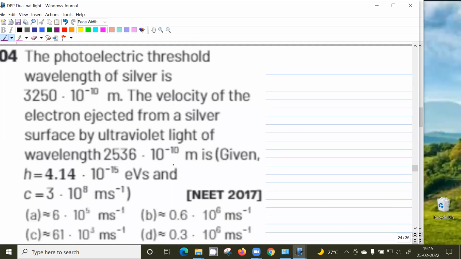This one, this is lambda naught. I think you not use it for stopping potential. You have to be careful. Lambda naught, or you can use lambda threshold. Velocity of the electron ejected from the silver surface. Okay, this is straightforward. I will use that equation only. It's a lengthy calculation. You just have to do approximate. That's why you are doing approximate, no?